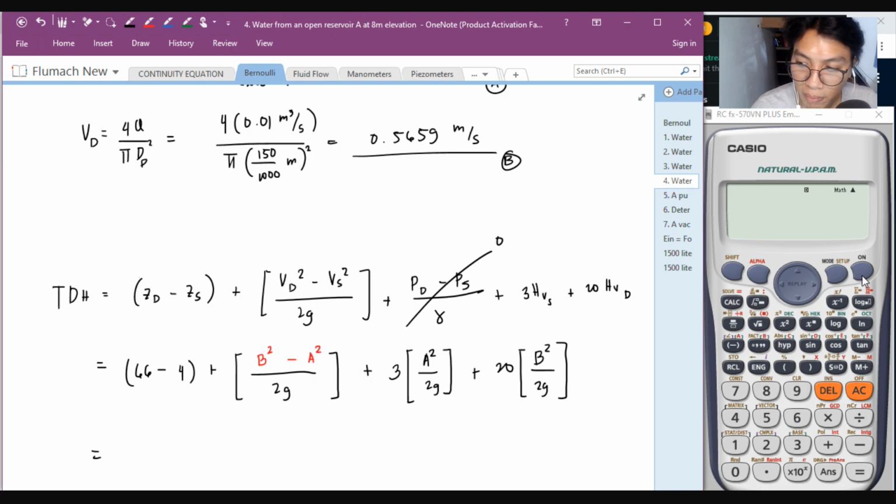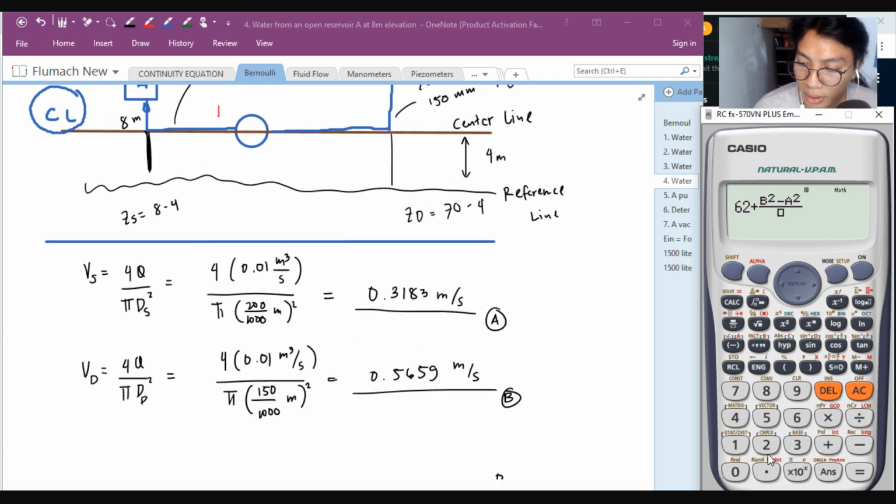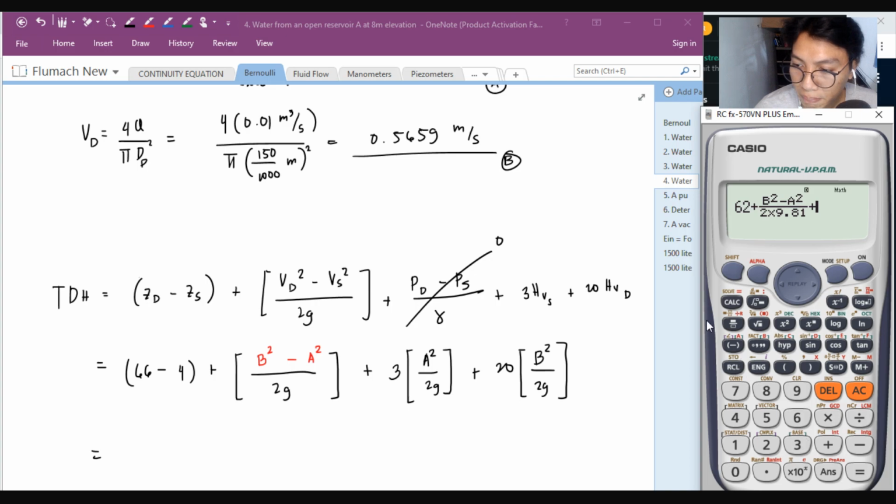So, 66 minus 4, that is 62. Plus B. We recall the values of B and A. Minus A squared. Yun yung mga value niya. Ito yan, yung mga value niya nandito. 2 times 9.81 plus 3 A squared divided by 2 times 9.81 plus 20 multiplied to B squared divided by twice ng 9.81.